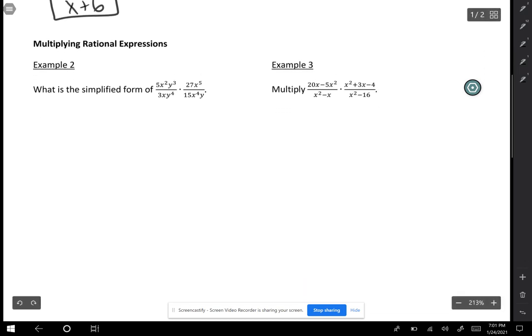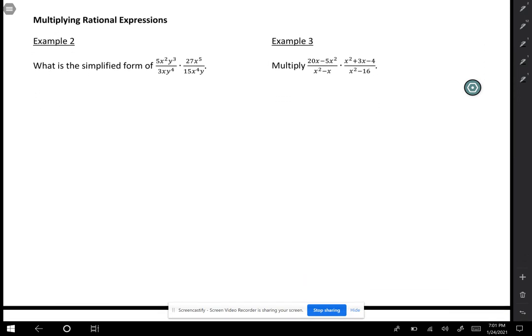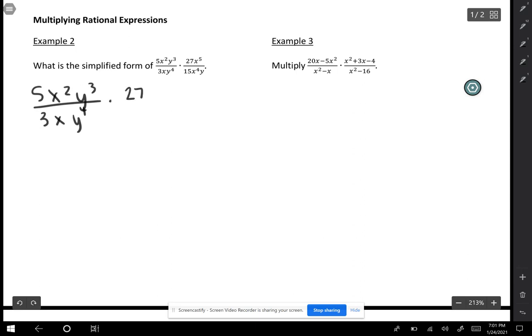Okay, now let's take a look at multiplying rational expressions. For example 2, it says, what is the simplified form of 5x squared y cubed divided by 3xy to the 4th times 27x to the 5th over 15x to the 4th y? There are a couple ways you can go about simplifying this. You can either multiply the expressions together first, or you can simplify them first and then combine them.